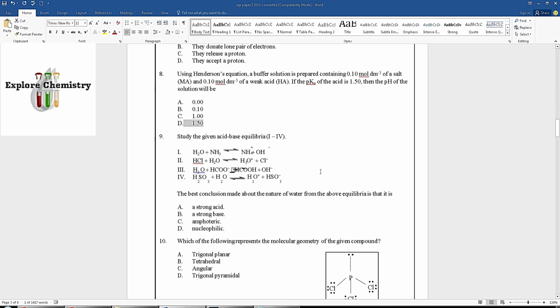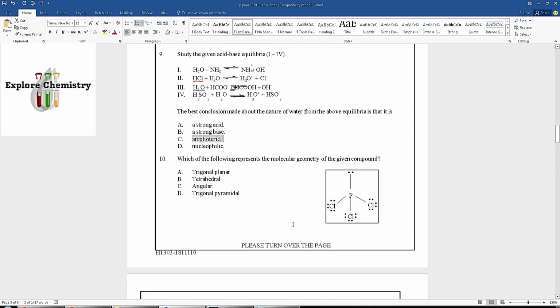Study the given acid-base equilibrium. The best conclusion made about the nature of water from the above equilibrium is that it is, over here it is acting as acid because it is reacting with base. Over here it is acting as a base because it is reacting with acid. So water is amphoteric in nature in all equations.